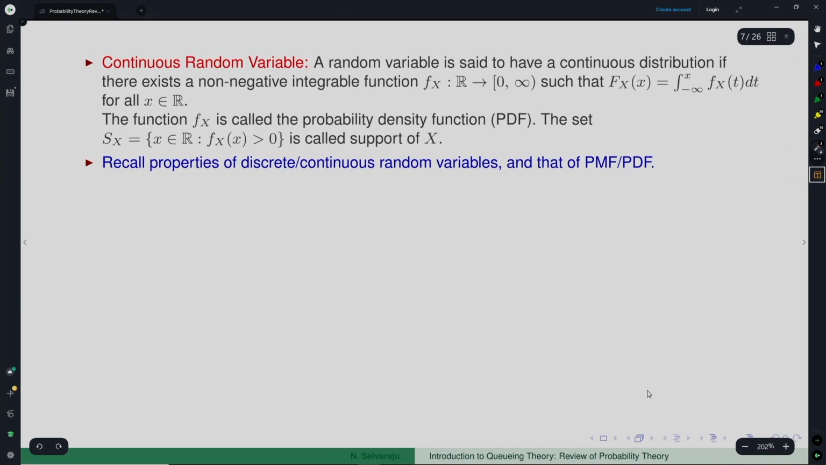As opposed to this, another class which is also very commonly occurring is the continuous random variable. A random variable is said to have a continuous distribution if there exists a non-negative integrable function, say f of x, such that your capital F of x can be written in terms of this. This particular f of x is what is called the PDF of the random variable. So, this Sx will be the support.